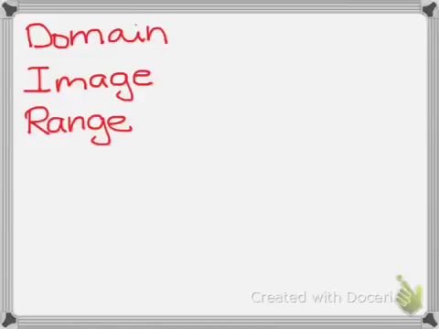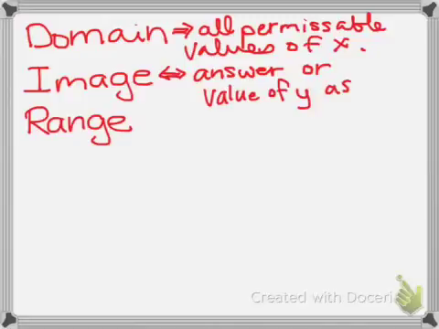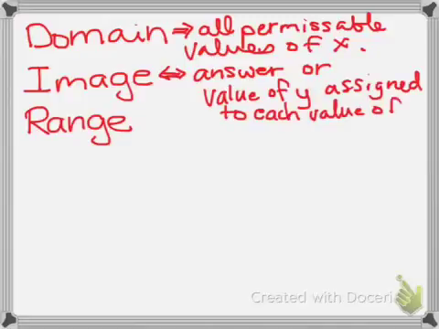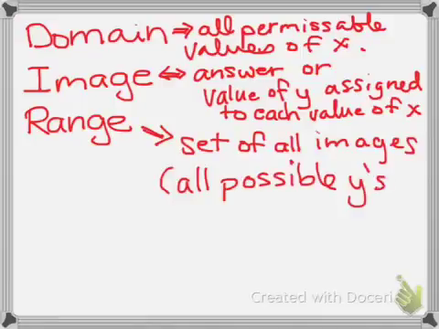Okay, so we'll talk about 3 words that are going to show up a lot: domain, image, and range. Your domain is all the possible values of x. So whatever x can be is your domain. Your image is the answer or value of y assigned to each value of x. So each specific input has an image or a specific output. And the range is the set of all the images or all the possible y's.